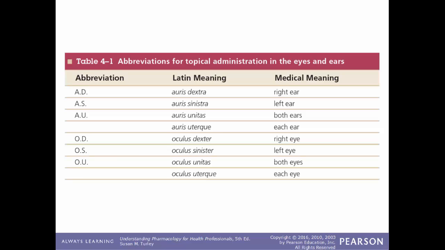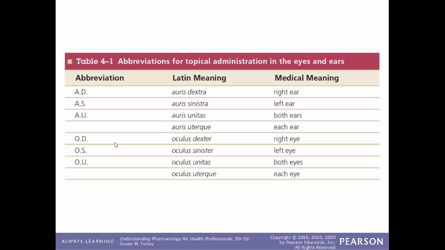Alright, in this table we have some examples of topical administration for both the eyes and for the ears. And these are all based on Latin terms, so they may not seem as straightforward when you first see them. For example, the abbreviation AD is Latin for auris dextra, which is a reference to the right ear. The word auris is a reference to ear, and dextra is Latin for to the right. The AS would be auris sinistra, or the left ear. Then AU would be auris unitus, or both ears.